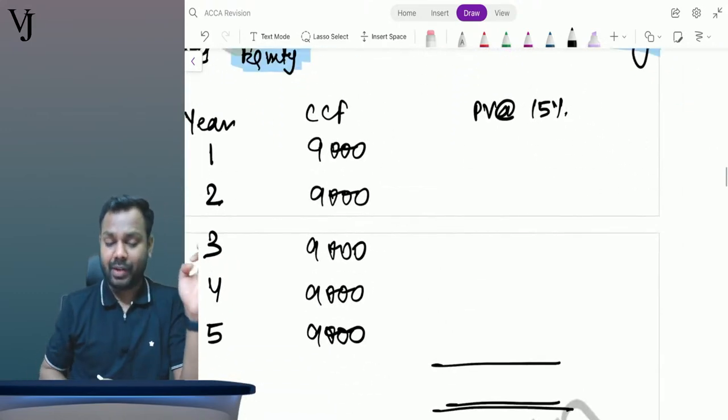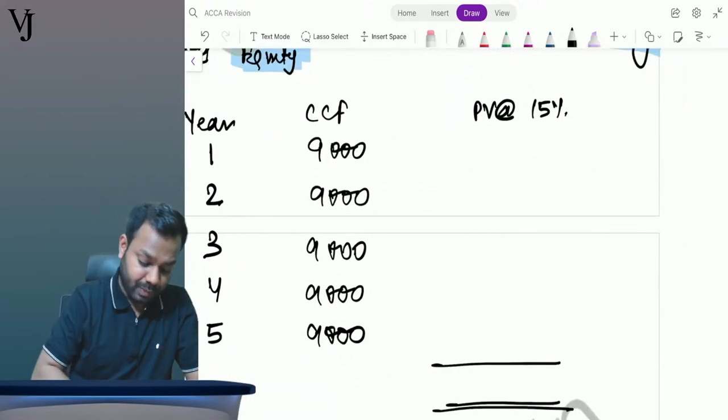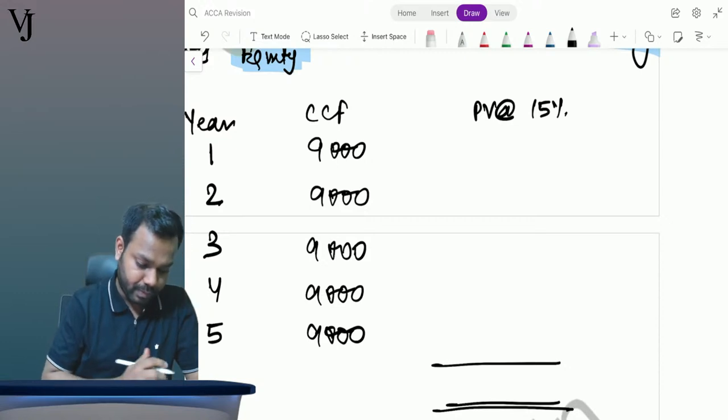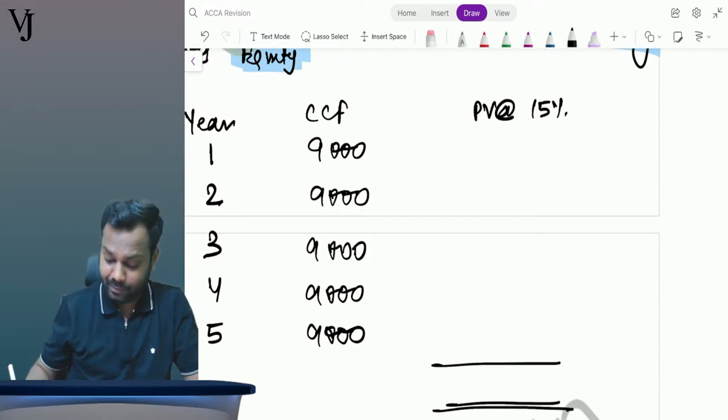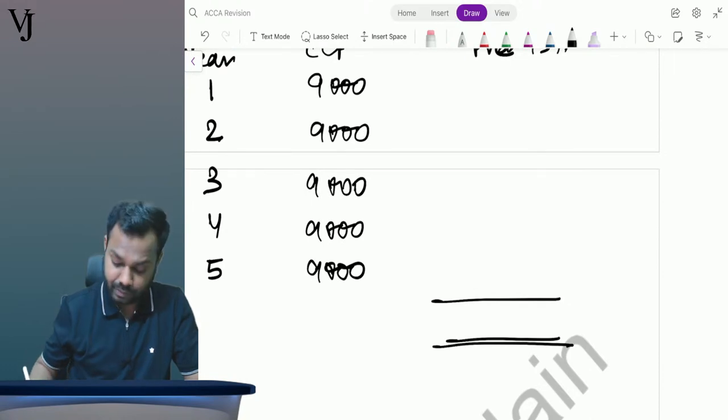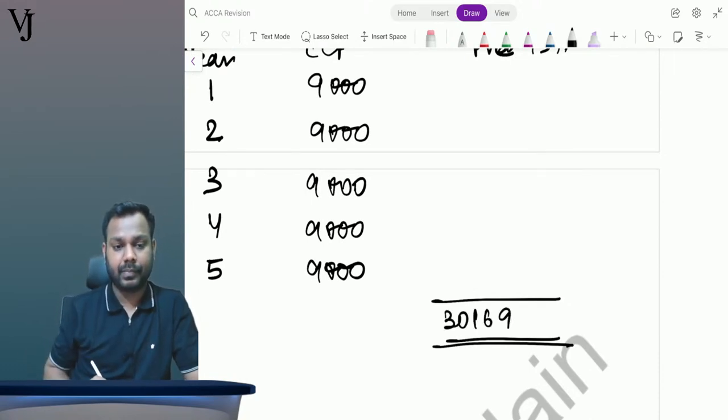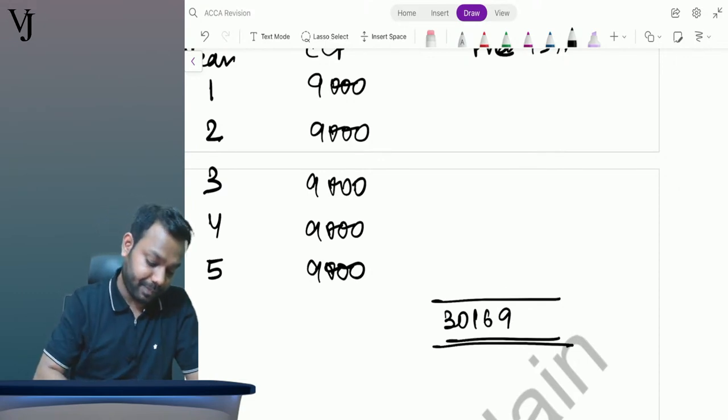Now, so what is the present value? Come on, tell me, what is the present value? So present value is 1.1530169. Please confirm if it is correct or not. 30169. Is it correct, guys? Come on, tell me.